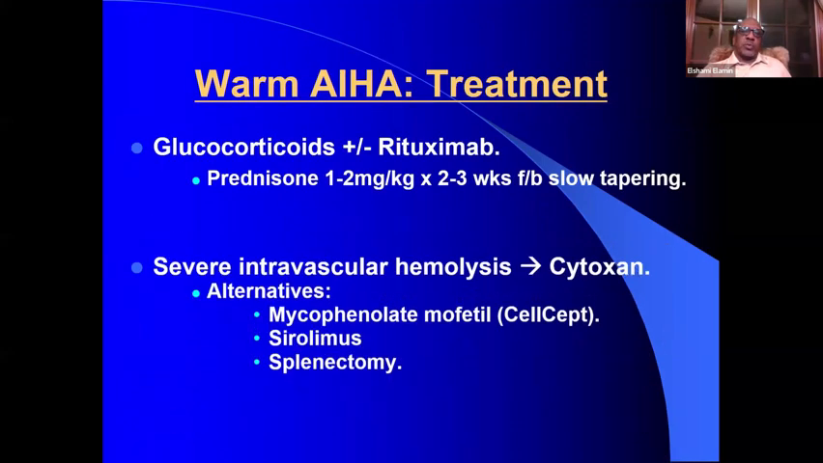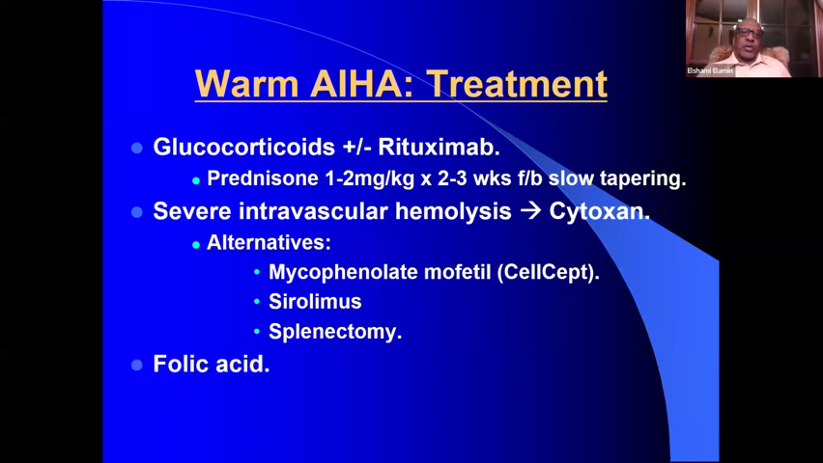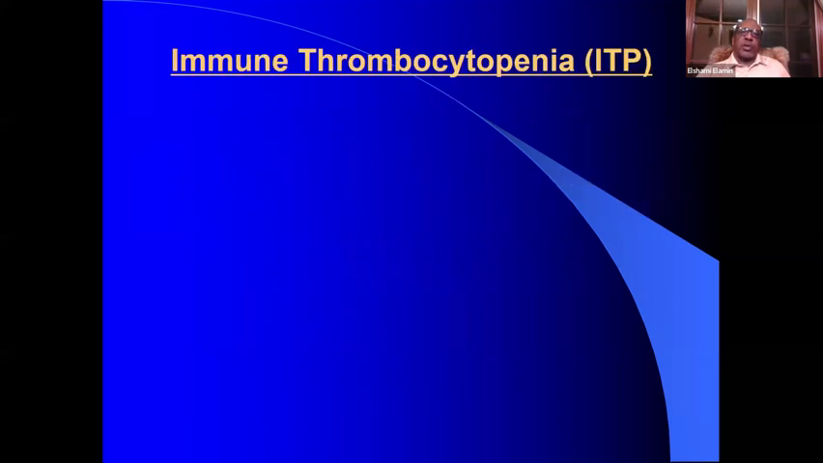Treatment is steroid, rituximab, Cytoxan could be used. Remember to give them folic acid. And remember, all autoimmune hemolytic anemia patients are at risk for VTE, venous thromboembolism, almost 30% of patients.